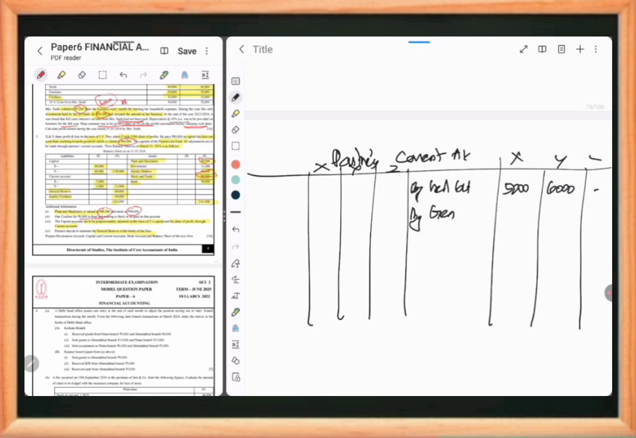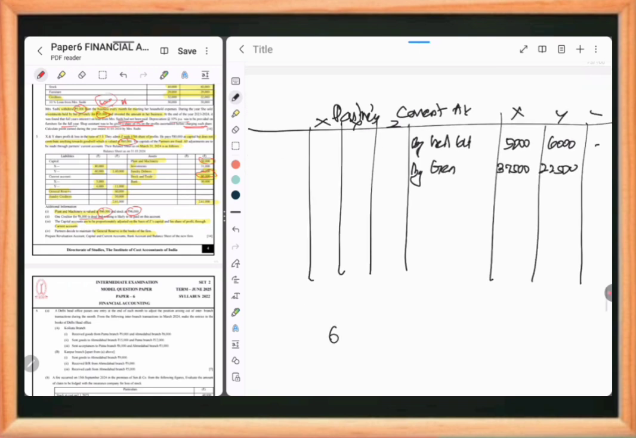should be apportioned between the old partners in the old profit sharing ratio, that is 5:3. If you distribute, that should be 37,500 and then 22,500. You can calculate. The total amount is how much? 60,000. 60,000 into 5:3 means divided by 8 into 5, that is 37,500. And 60,000 divided by 8 into 3 is 22,500.